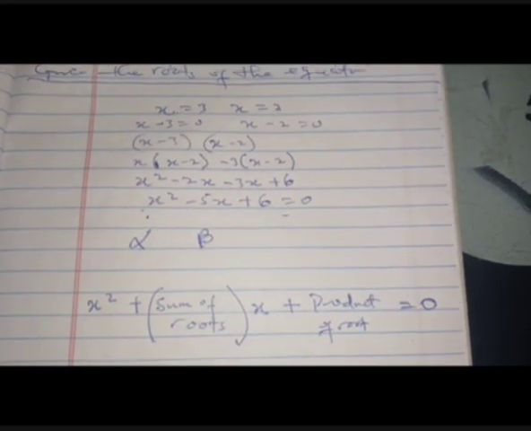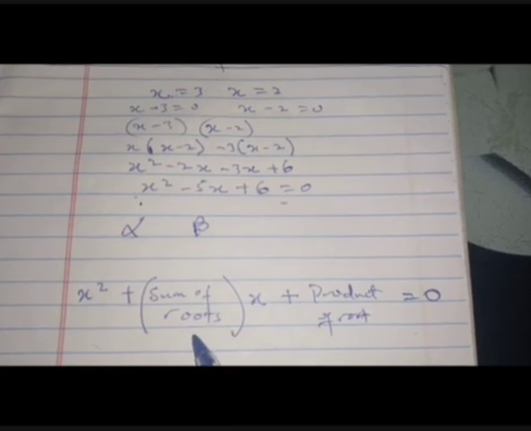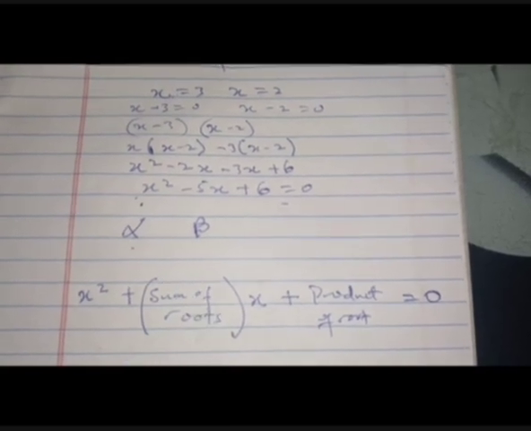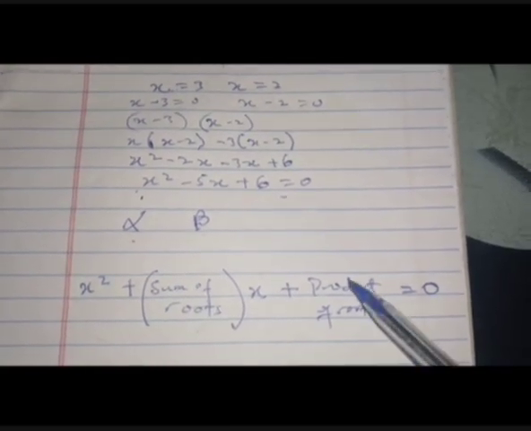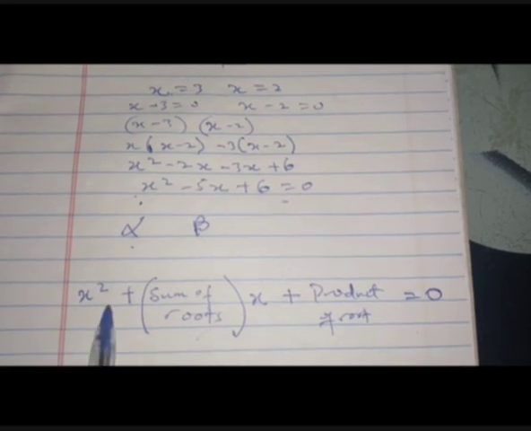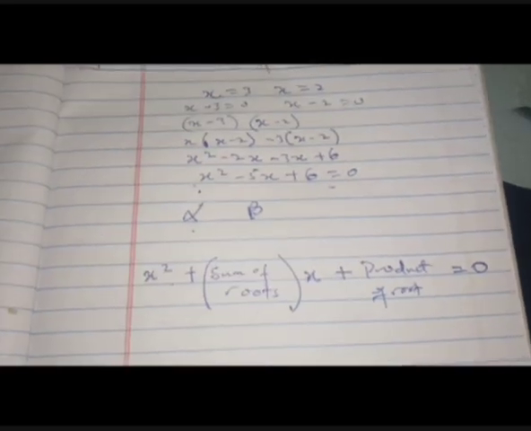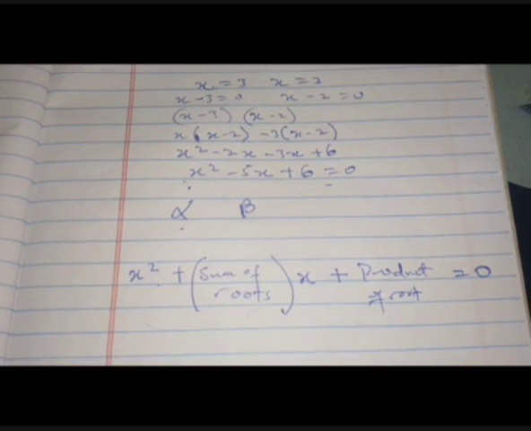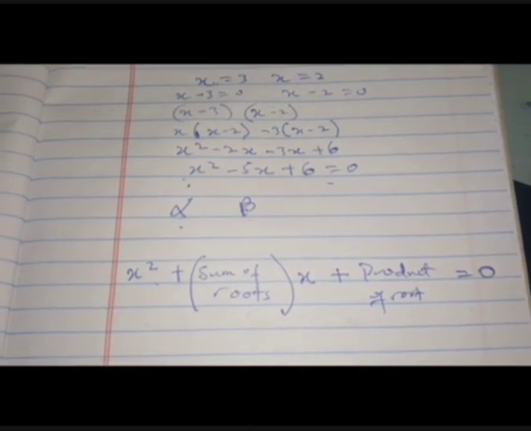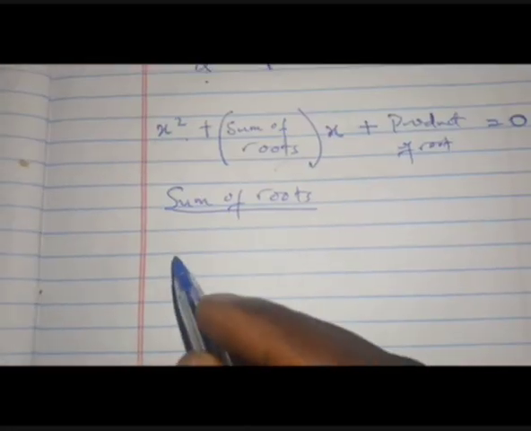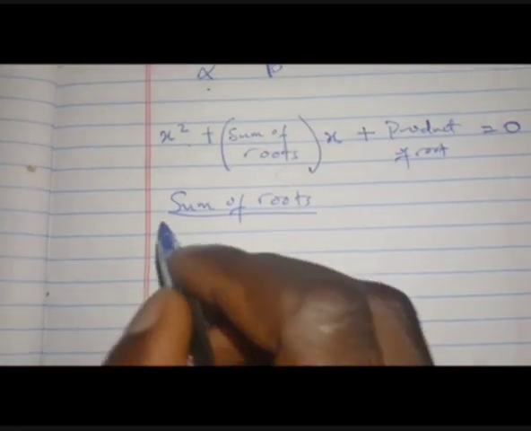So what we're going to do is that we are going to find the sum of the roots given, that is alpha and beta. Then we find the product of the roots given. Then we just put them in. Now let's begin with how to find the sum and the product of a root. When we say sum, that means we are adding. So we are adding alpha and beta.